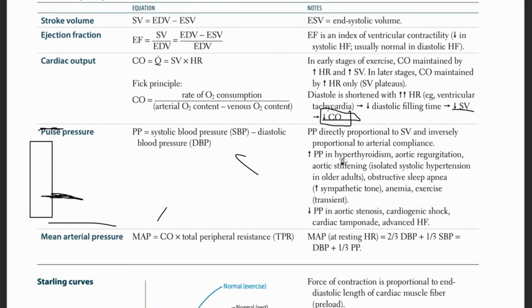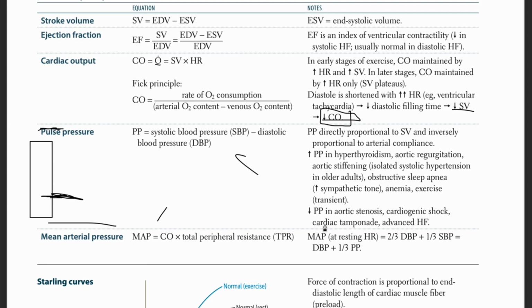Okay, so increase in pulse pressure in hyperthyroidism, aortic regurgitation, aortic stiffening, isolated systolic hypertension in older adults, obstructive sleep apnea, increase in sympathetic tone, anemia, and exercise, which is transient. The decrease in pulse pressure happens in aortic stenosis, right?